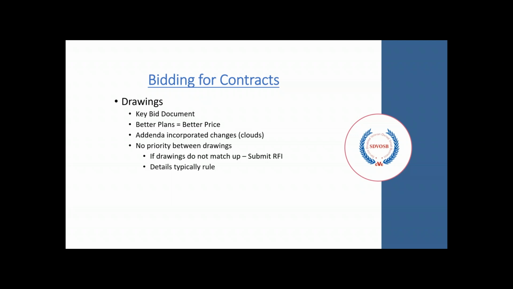There usually isn't a prioritization between drawings. If there's a discrepancy between the mechanical and the structural, or the architectural and the civil, there's not one plan that outweighs another one. That will require you to submit an RFI to more clearly see where that discrepancy falls.